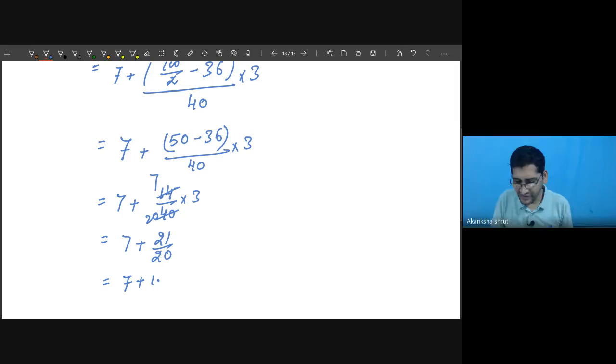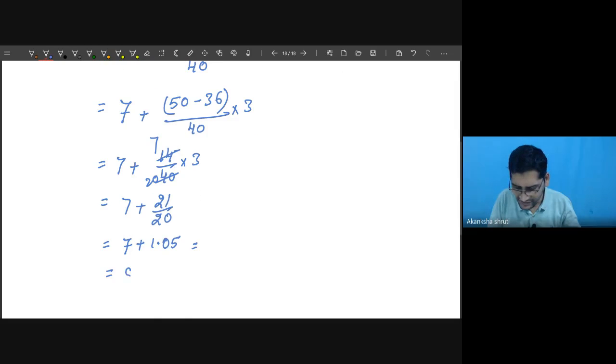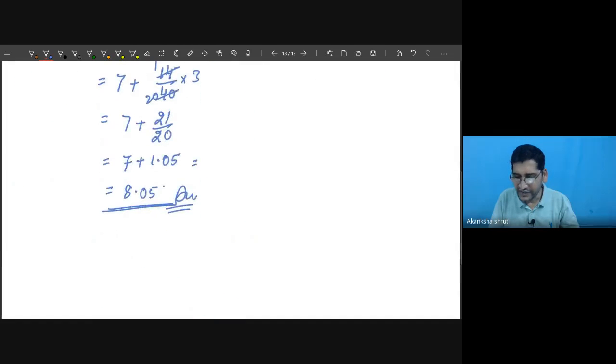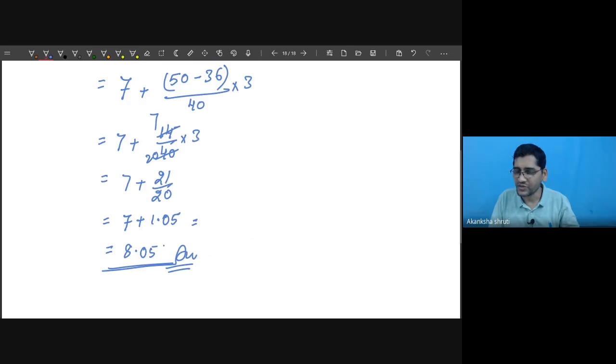Okay, so go for dividing this. How much does it become? So it becomes 1.05. Okay, students, go for adding this to 7. 7 plus 1 is now 8, or we may write here itself, 8.05 is the required answer. Are you getting it? So this way the median is calculated as 8.05. That's so simple.